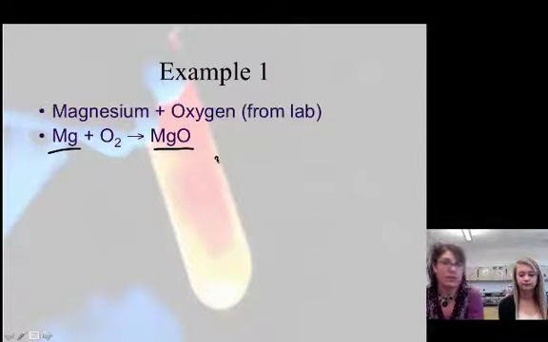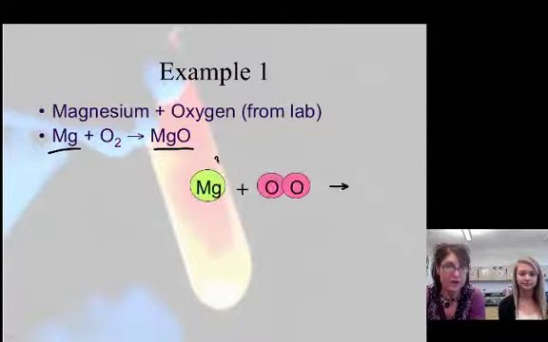Let's look at what's happening with the atoms. Okay, so I have an atom of magnesium, and I have a molecule of oxygen that's made from 2 atoms of oxygen.